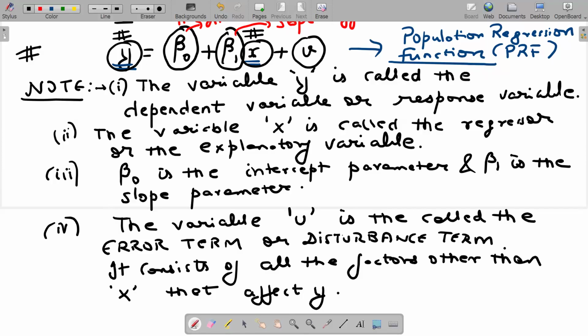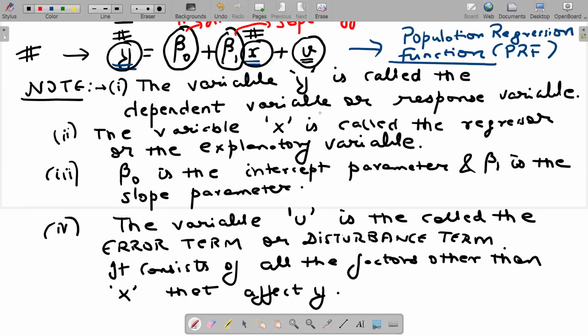For example, when we talk about a simple demand function in microeconomics, we know that quantity demanded is influenced or affected by price. But quantity demanded of a commodity also depends upon a whole lot of other factors like tastes and preferences of the consumer, income of the consumer. It also depends upon the price of substitute goods and complement goods. So think of a simple demand function where u includes all factors other than price which have an impact on demand. Like income, tastes and preferences, price of substitutes and complements, number of buyers, price expectations, and so on.